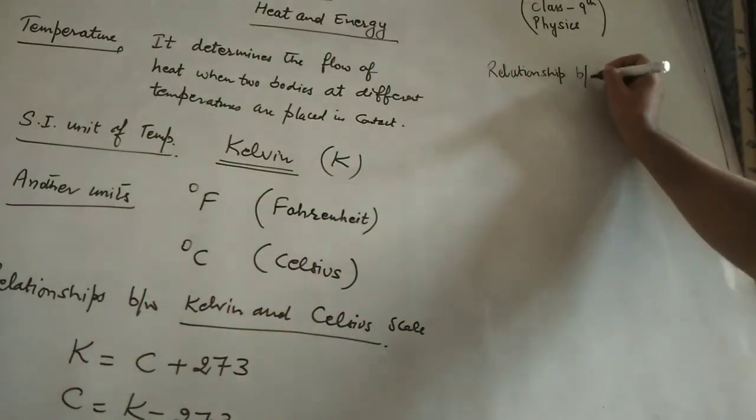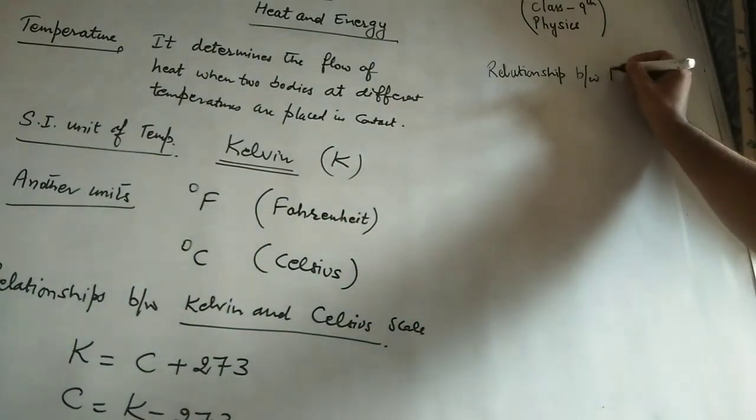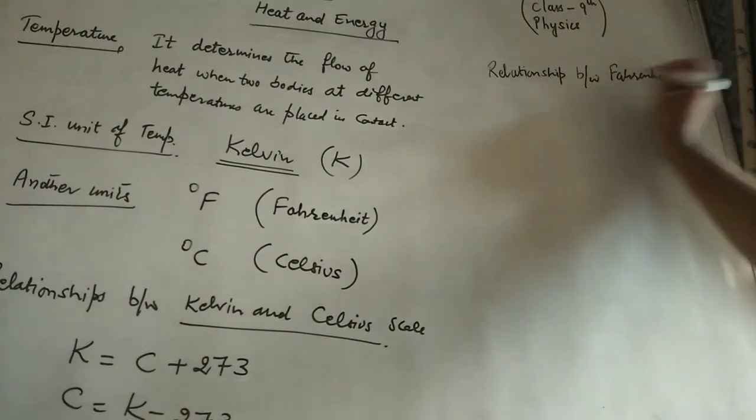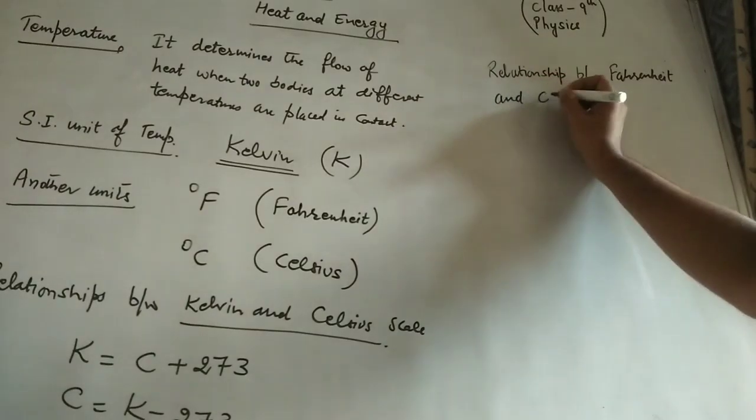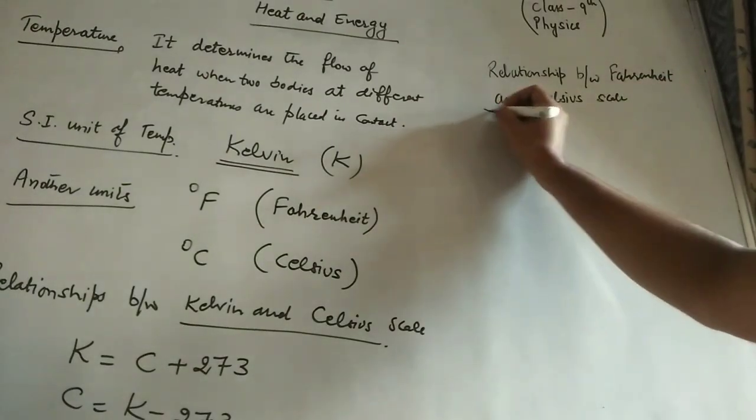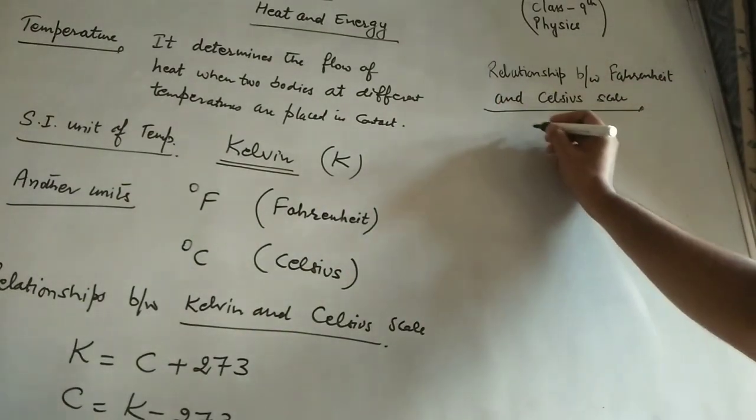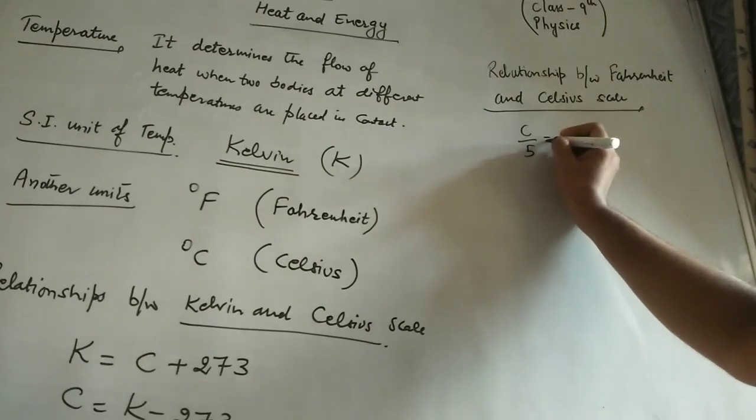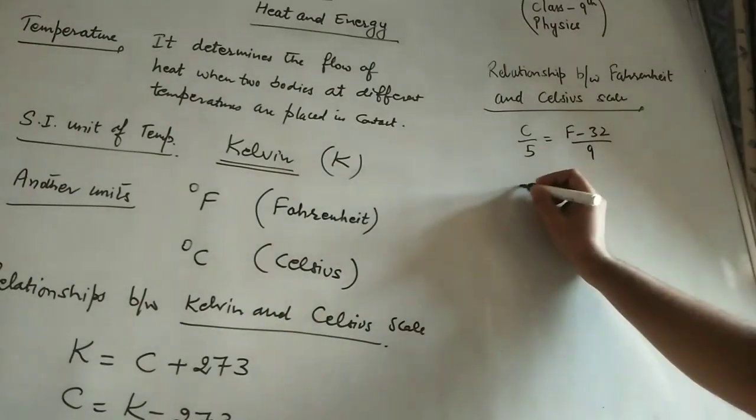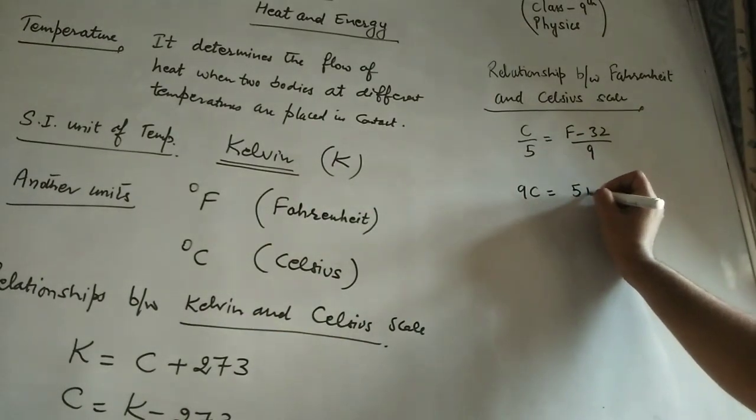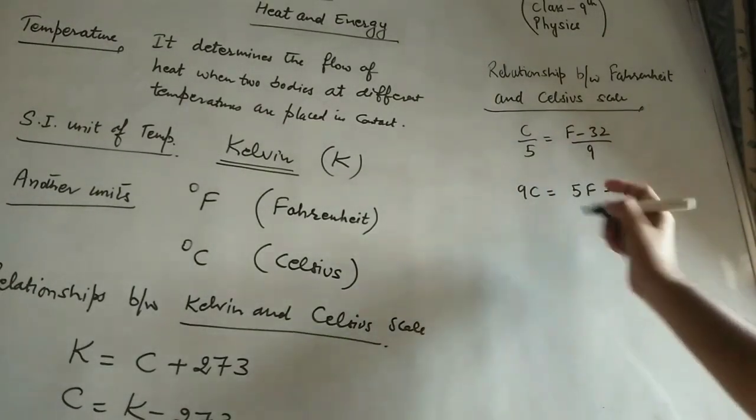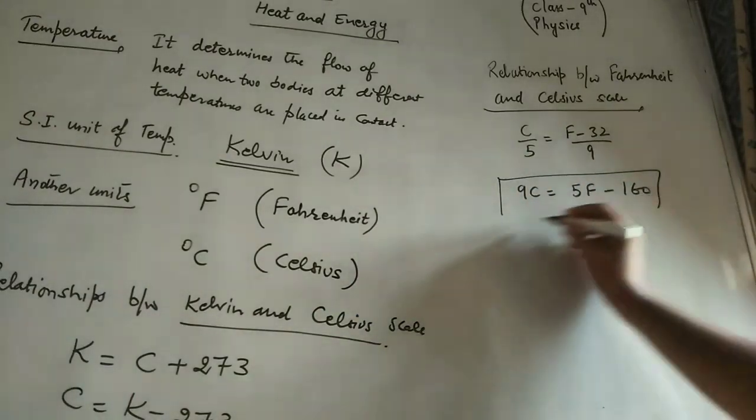Relationship between Fahrenheit and Celsius scales. That is C over 5 equals F minus 32 over 9, and directly you can learn 9C is equal to 5F minus 160. If you multiply, you will get this. Okay, so this is another relation.